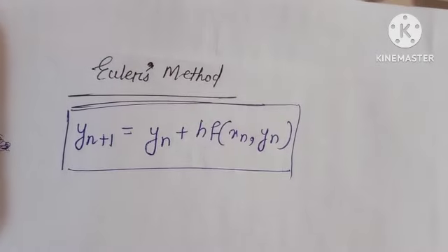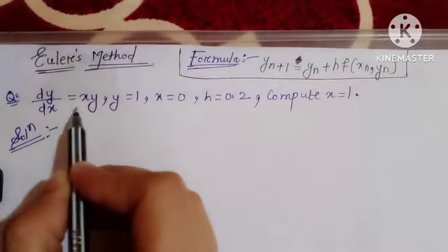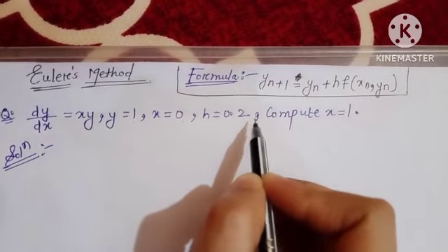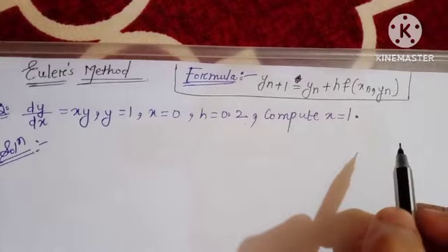So let's take an example. This is the question given: dy/dx equal to xy, y equal to 1 at x equal to 0, h equal to 0.2. We have to compute y at x equal to 1.